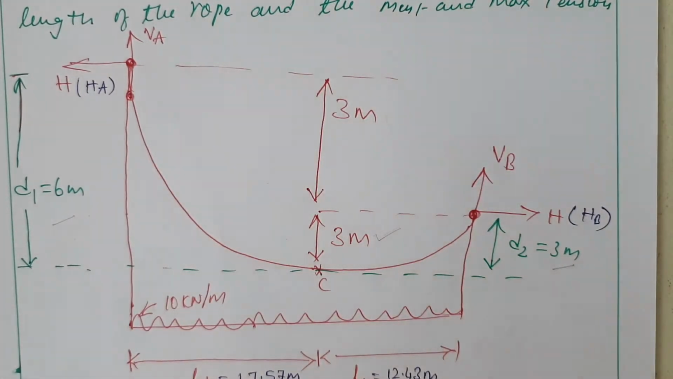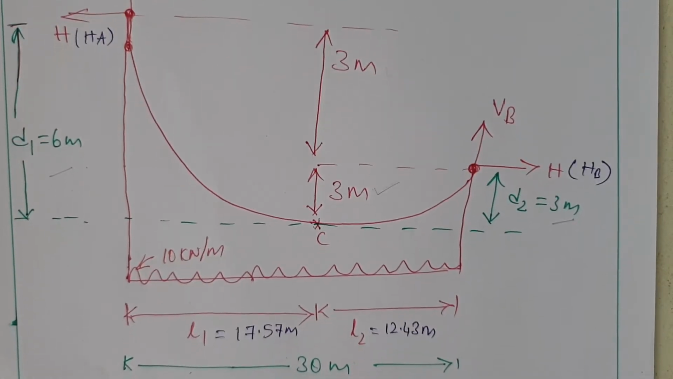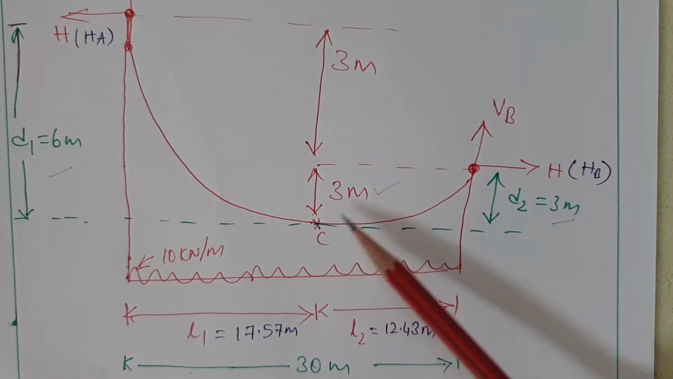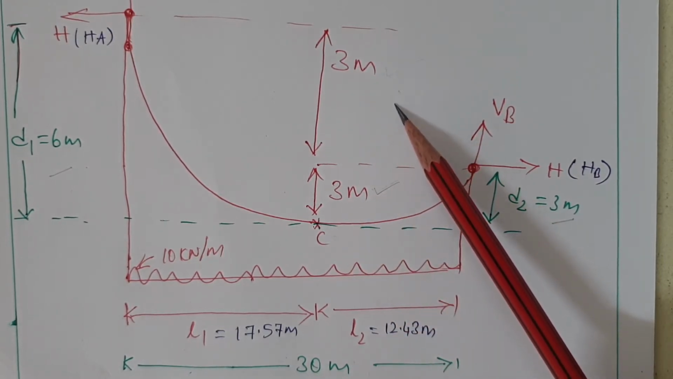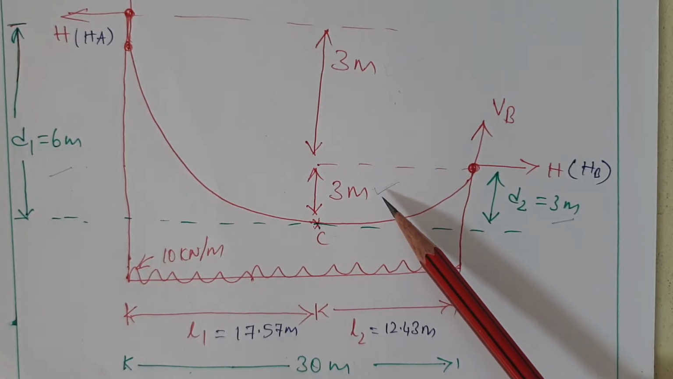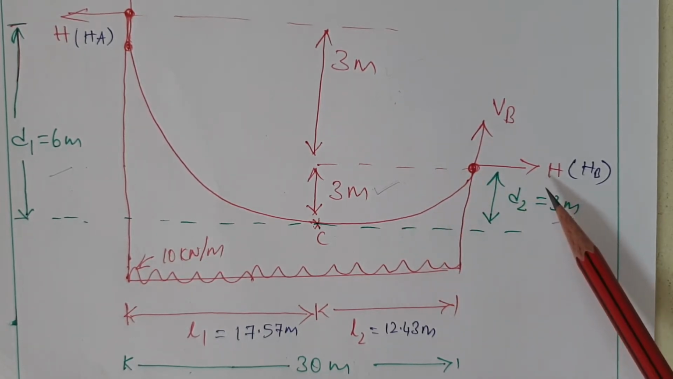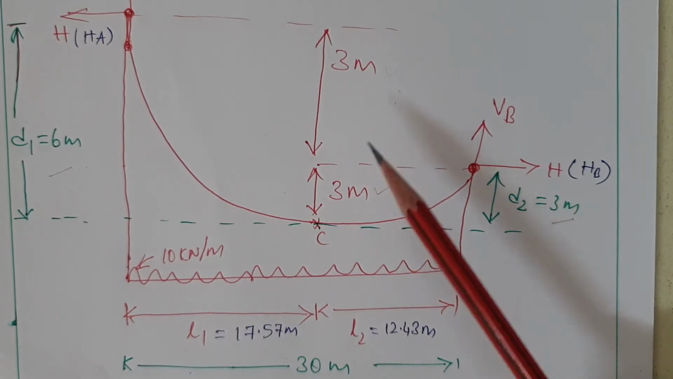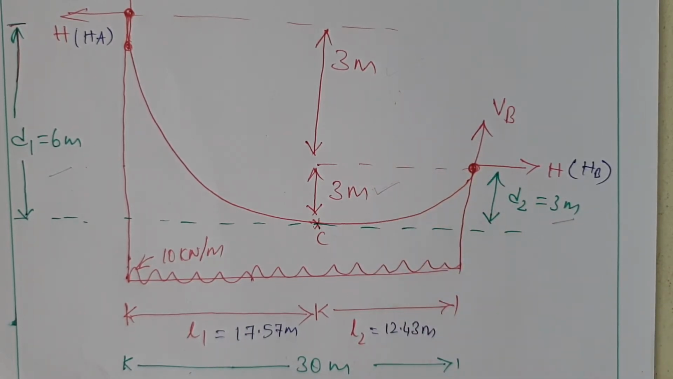In addition, they have also given the total span as 30 meter. Here the important thing is that it is unsymmetrical. So we consider a point C which is 3 meter below point B and 6 meter below point A, as you can see from the figure. So we have to find out L1 and L2, because it is unsymmetrical.